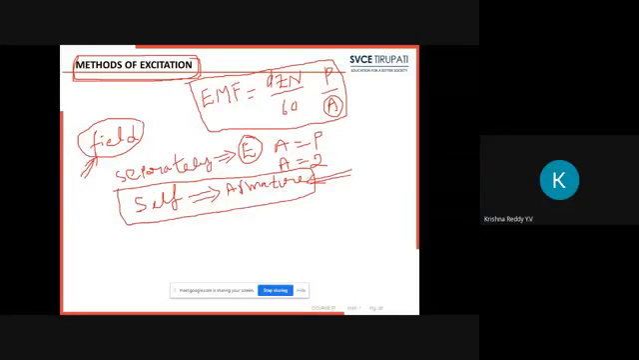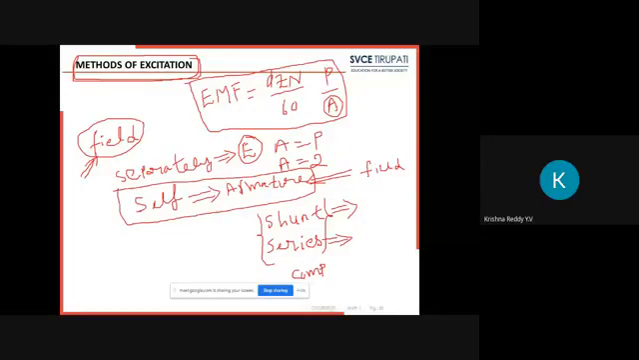Based upon the field winding connection to the armature winding, we classify them into shunt generator and series generator. If the field winding is connected in series with the armature, it is called a series generator. If the field winding is connected across the armature, it is a shunt generator. If you are using both shunt field winding and series field winding, then it is a compound generator.